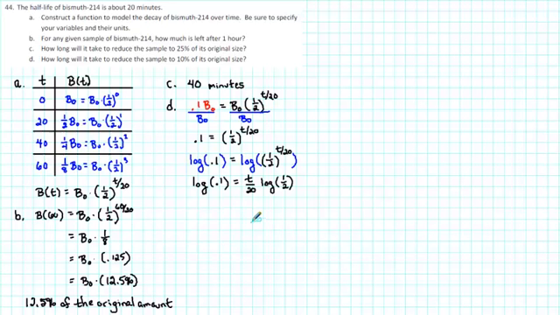So at this point, in order to solve for T, we just simply need to divide both sides by the logarithm of 1/2 and multiply both sides by 20. So T is equal to 20 times the logarithm of 0.1 divided by the logarithm of 1/2. We can now use a calculator to evaluate the right-hand side, and we get approximately 66 minutes, which is a little bit more than an hour as we expected.